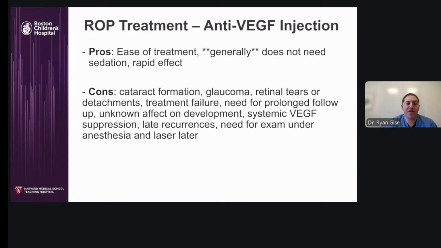So one of the things that we have adopted is the safer protocol for injections. So we use a 32 gauge needle. We sterilize the eye with 5% betadine. We have close follow-up for these kids. So after injection, we will see them within 24 to 36 hours to assess for infection.